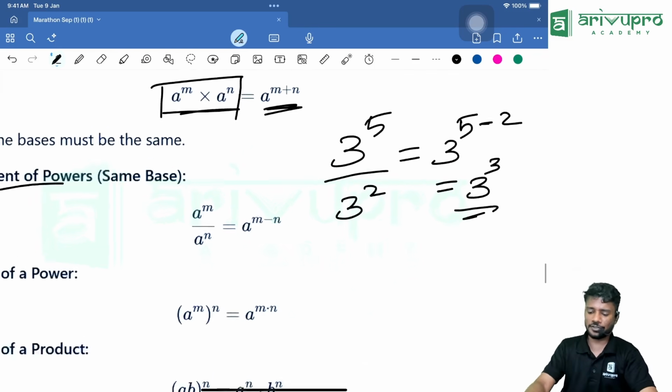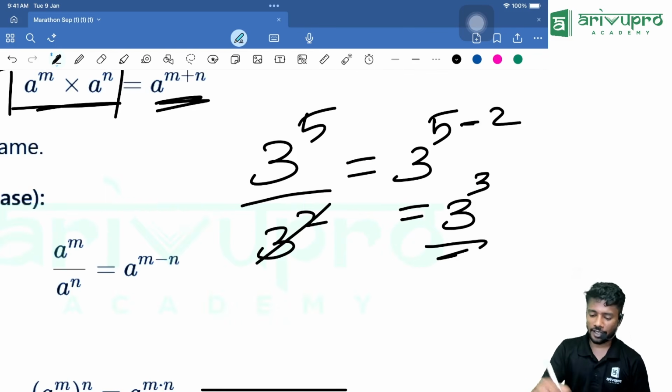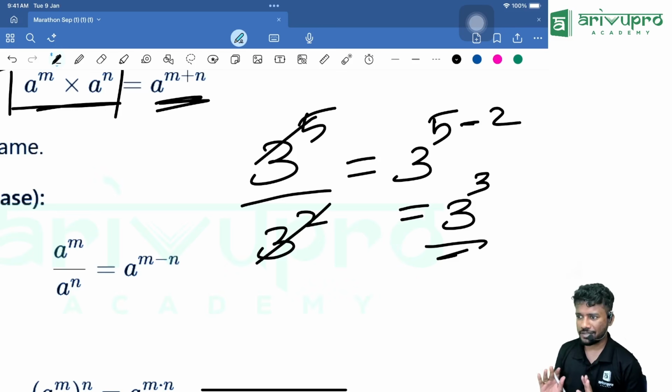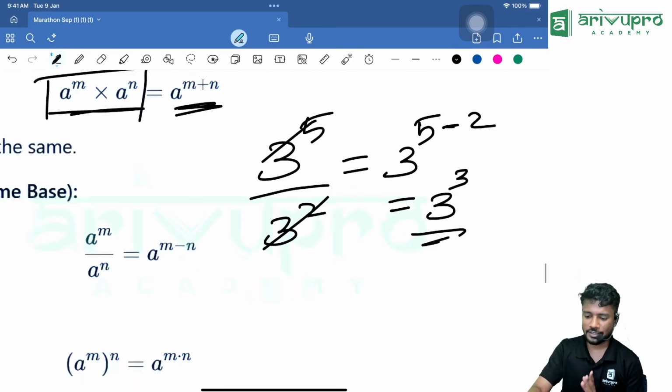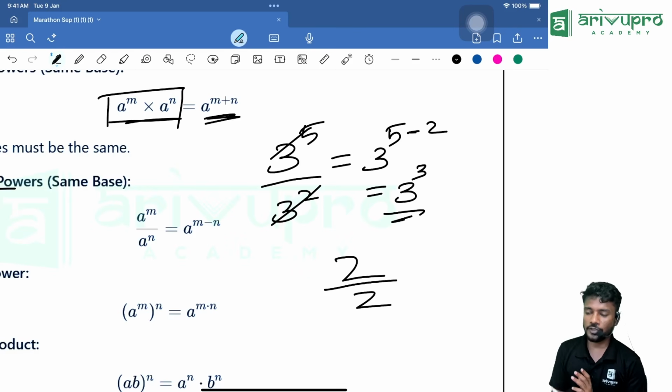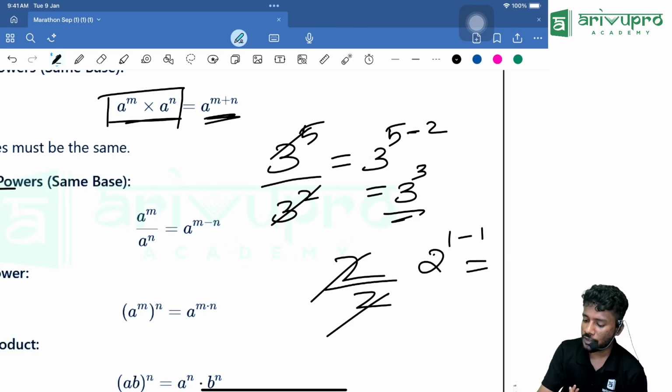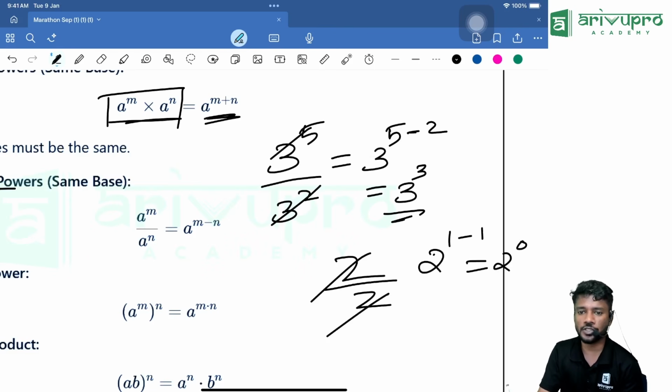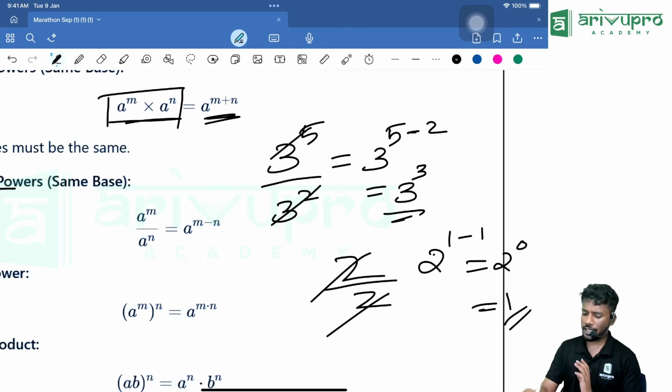Now people, I'll tell you something. Usually we say cancel. That is not cancelling. Actually we are using the property of indices. We are not cancelling things. Whenever we say 2 by 2, we say cancel. That is nothing but 2 raised to 1 minus 1, that is 2 raised to 0. Any number raised to 0 is how much? 1. Got it?